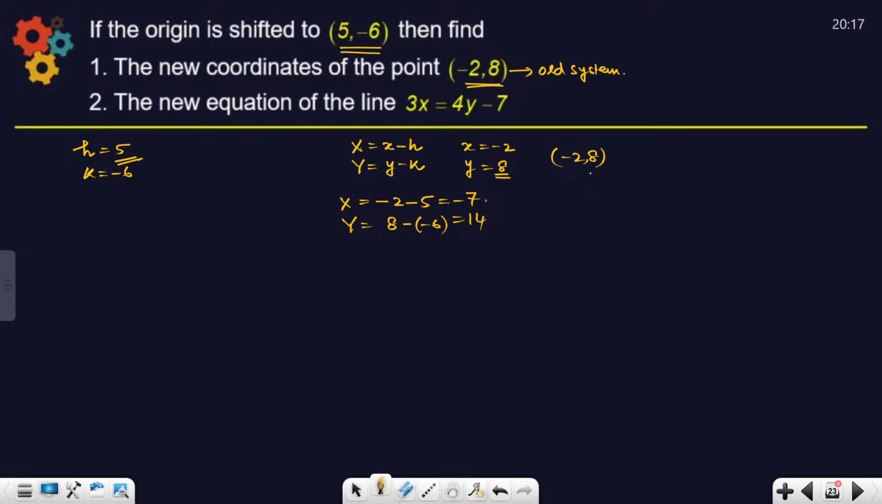So -2, 8. This is the coordinate in the old system. And the coordinate in the new system will be -7, 14. Is it clear? Okay. Now see, this is the first question that I have completed.